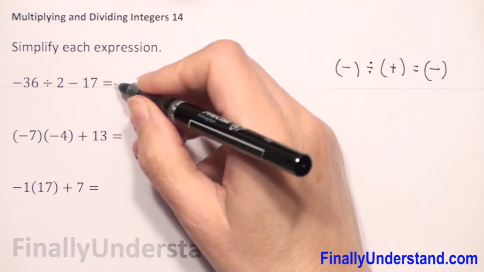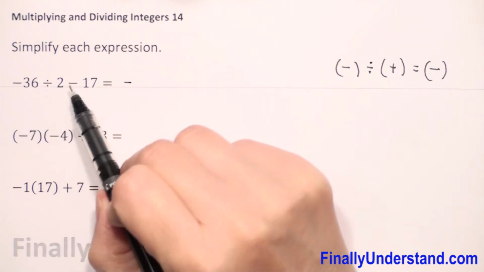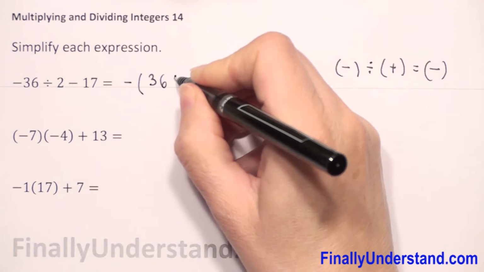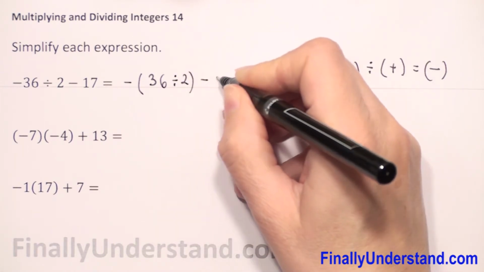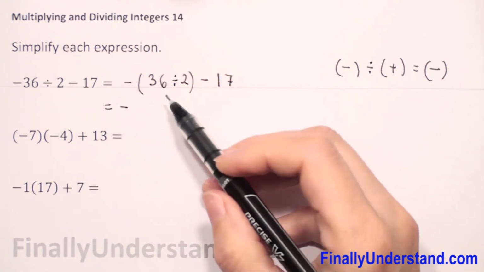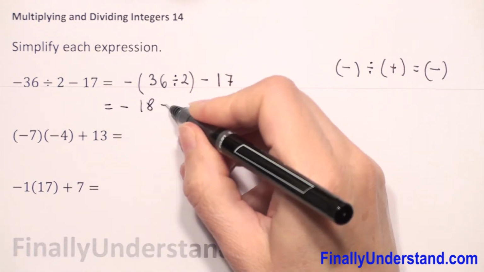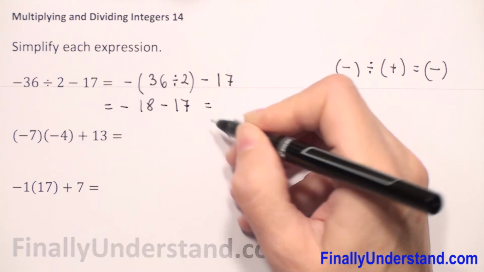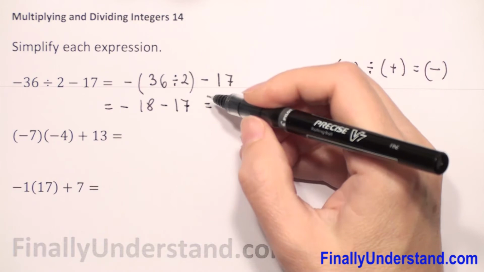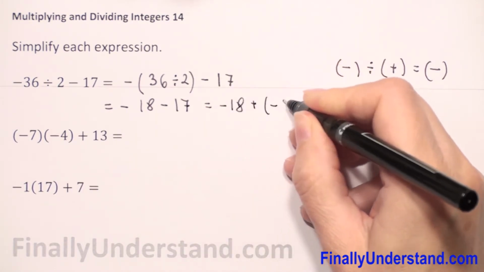So now the answer will be negative because we have negative 36 divided by positive 2, and in parentheses we will divide 36 by 2 and we have minus 17. So this is equal, the negative sign we have to rewrite, 36 divided by 2 is 18, minus 17. So this is equal. Now we have negative 18 and negative 17. We can rewrite this as negative 18 plus negative 17.